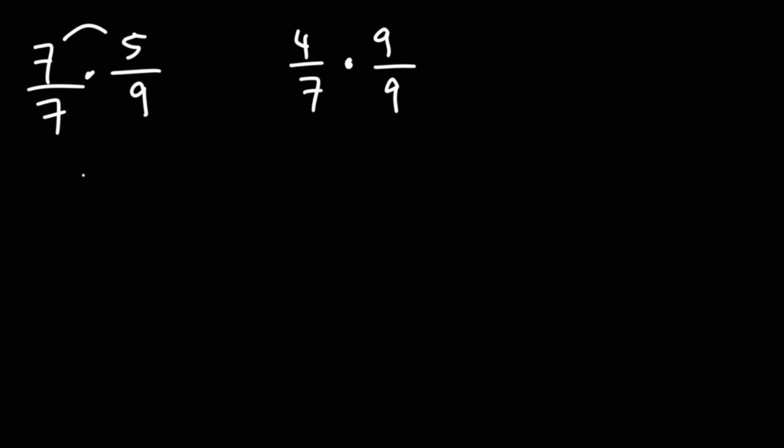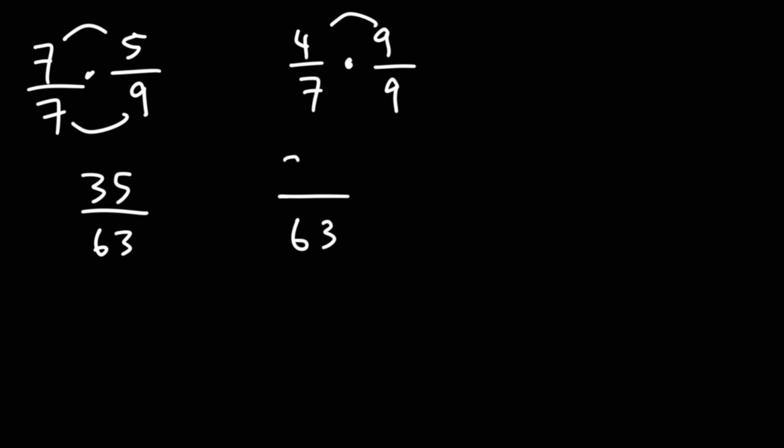So we have 7 times 5, which is 35. 7 times 9 is 63. And then 4 times 9 is 36. 36 is greater than 35, so therefore 4 over 7 is greater than 5 over 9.